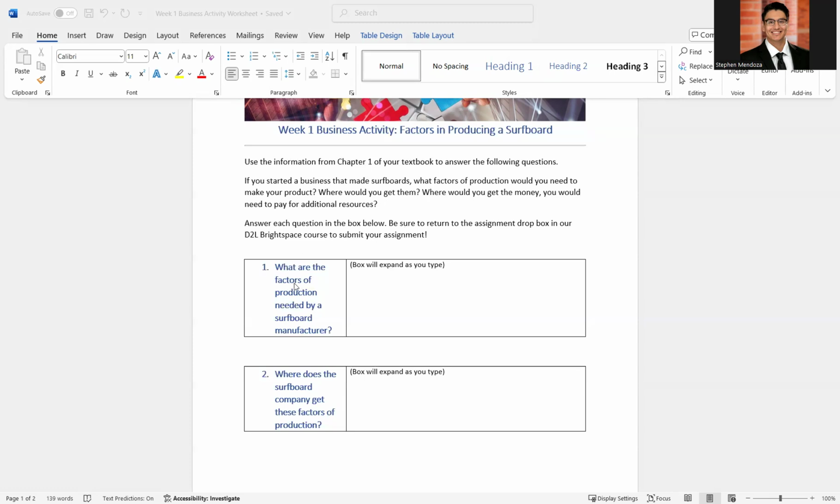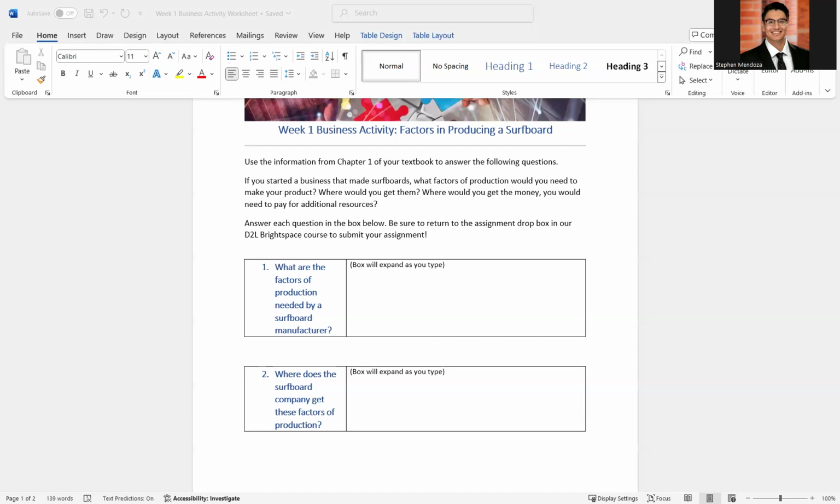So question one, what are your factors of production needed by a surfboard manufacturer? Again, a manufacturer is basically someone that just makes a surfboard, simple terms. Now, if you remember the textbook, there's really four main factors of production. There's the workspace, labor, capital, and entrepreneurship. Now, workspace can also be defined as kind of land.